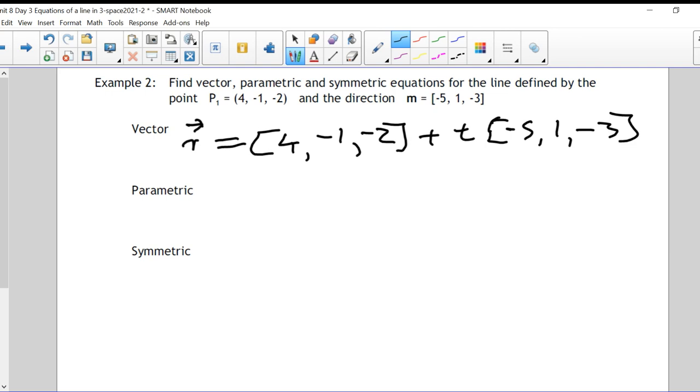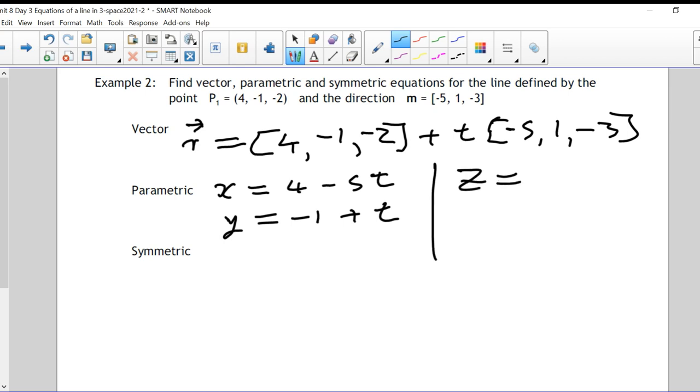The parametric would be that x equals, everybody should be good at this by now, x equals 4 minus 5t. My y is equal to minus 1 plus t. And my z is equal to minus 2 minus 3t. Okay, so that's the parametric.